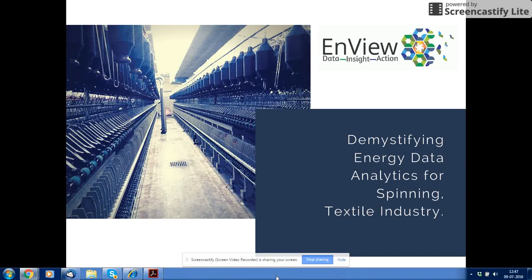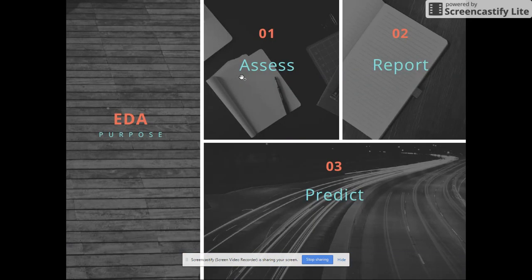Over the last couple of years, we've worked with a lot of the textile industry, specifically in the spinning sector, trying to understand how data at various levels could be utilized for transforming the way the industry manages its energy performance. One of the things we've seen is that an energy data analytics strategy should be designed to do three things, and do them simultaneously.